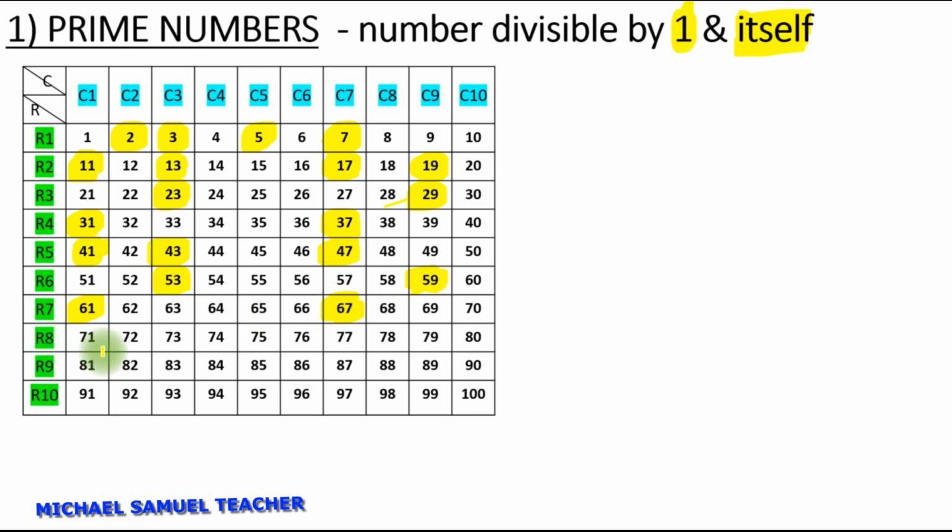In row number 8, we have 71, it's a prime number. We also have 73, it's another prime number. And then 79 is another prime number. Row 9, we have 83 as a prime number, and 89 is a prime number. Then the last row, we have 91, it's a prime number, and also 97 is a prime number.